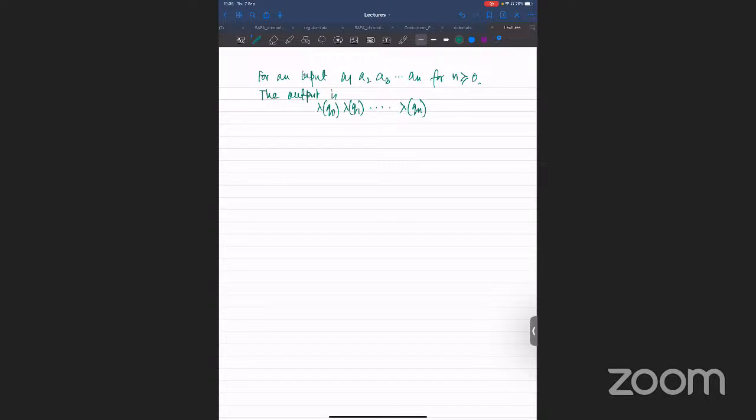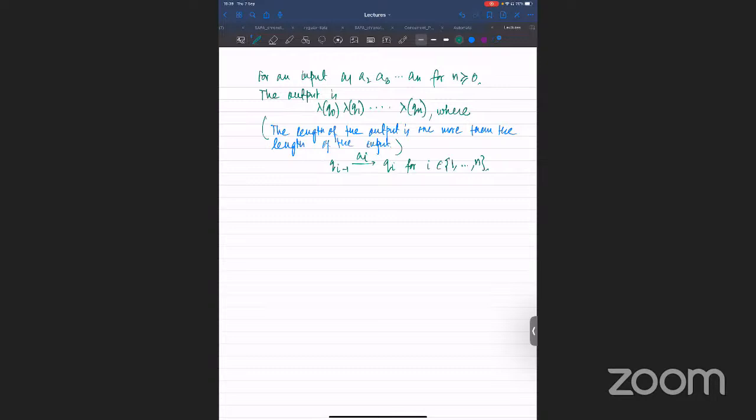So you see that the length of the output is one more than the length of the input. Clear? And here you essentially have qi minus 1, ai goes to qi. So the output is this, where qi minus 1, ai goes to qi for i in this set. Okay, good.